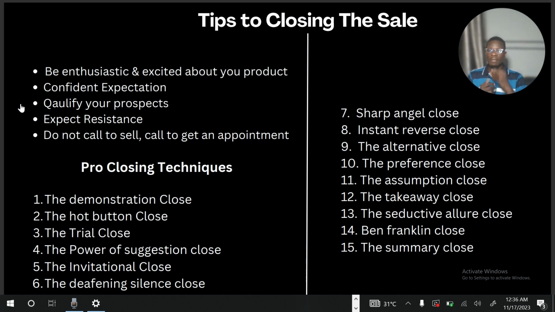Then we have the deafening silence close, right? Some people call it the sudden death close, but I call this the deafening silence close. So let's say some of these closing techniques work over the phone, some would work over a video chat, some would work physically.